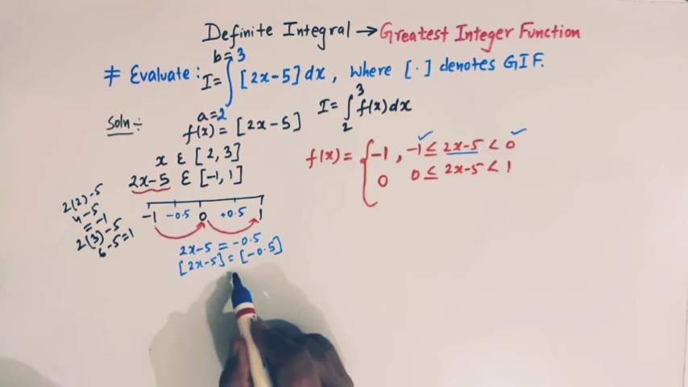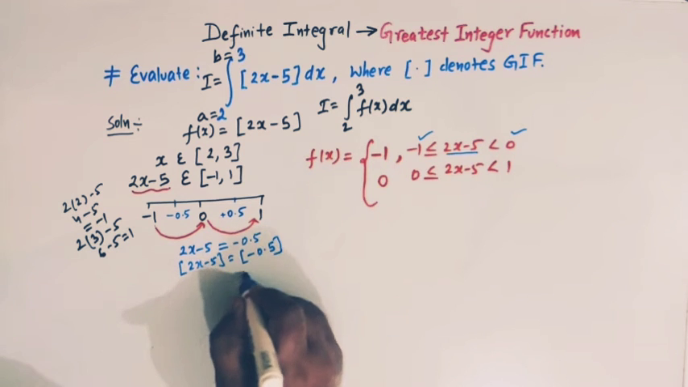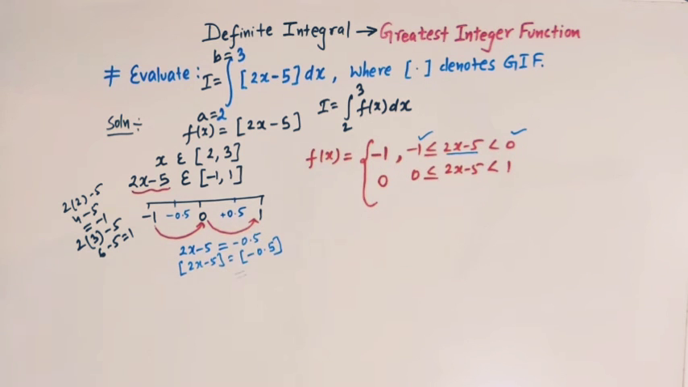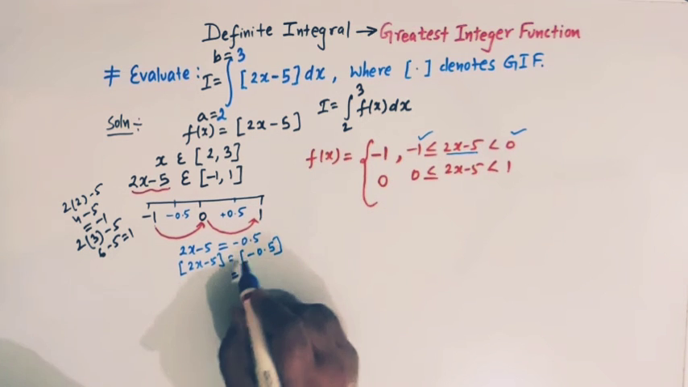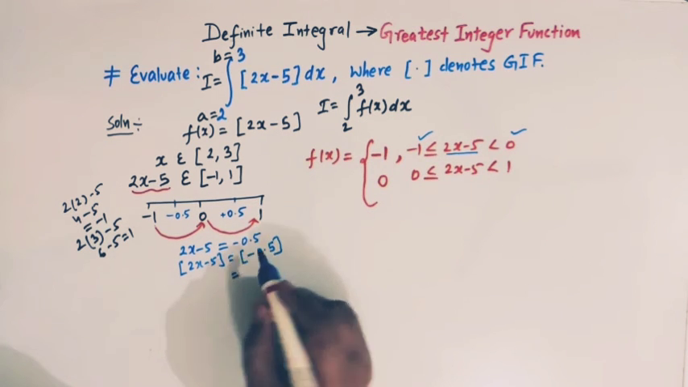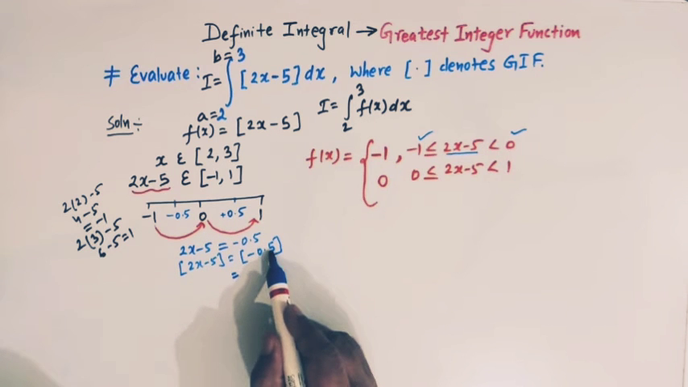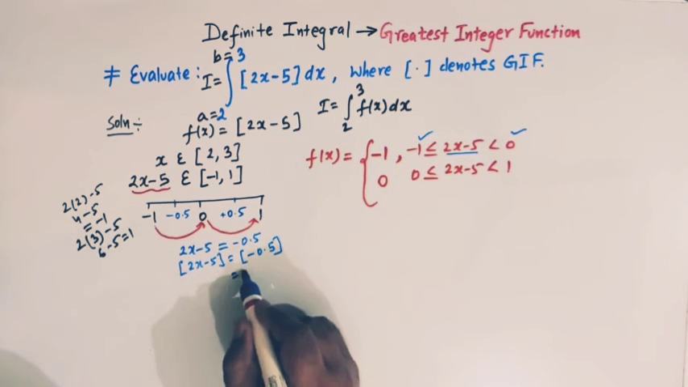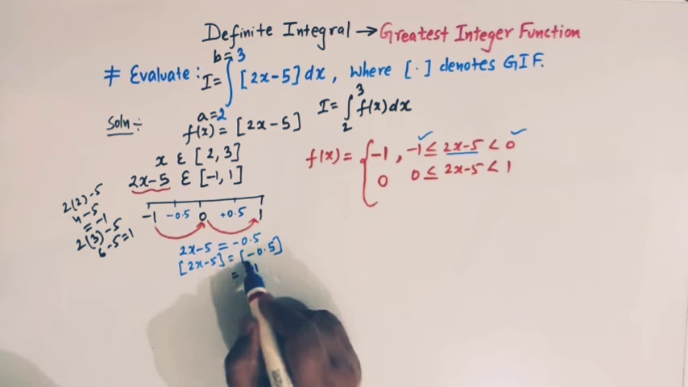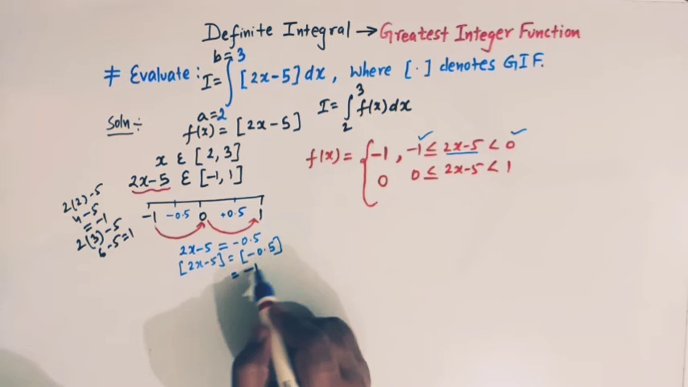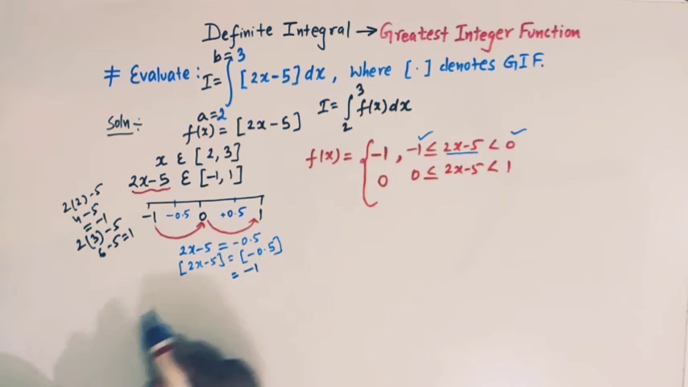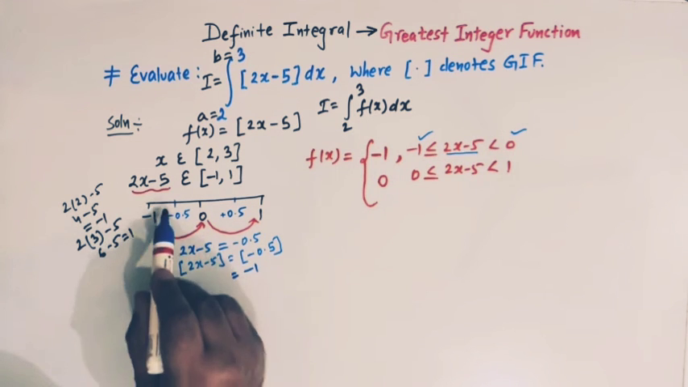is, due to the definition of the greatest integer function, the greatest integer less than or equal to minus 0.5, which is minus 1, right? So the value of the greatest integer function at minus 0.5 is minus 1, and similarly we have other values.